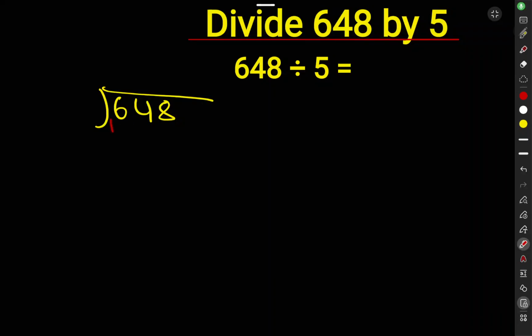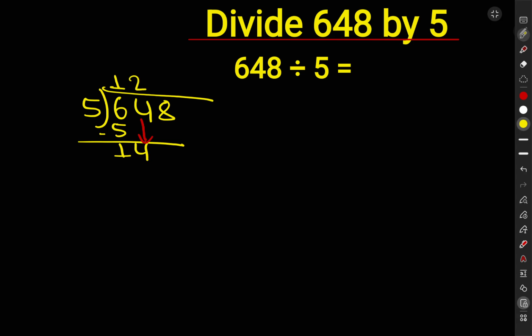We divide 648 by 5 in long division method. 5 times 1 is 5. On subtracting we get 1. So now we put down this 4 and it is 14.